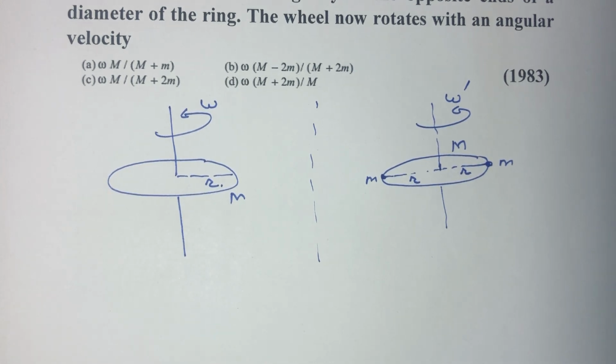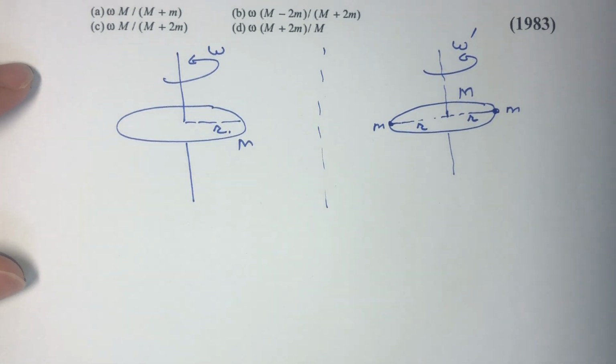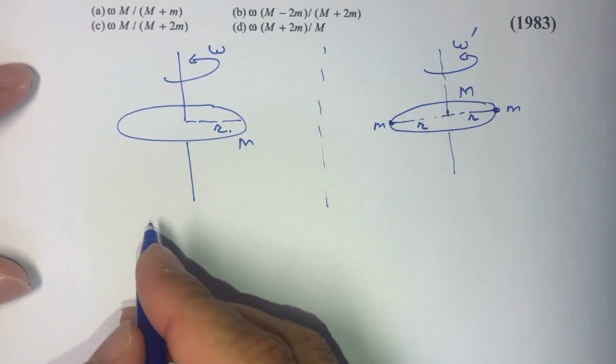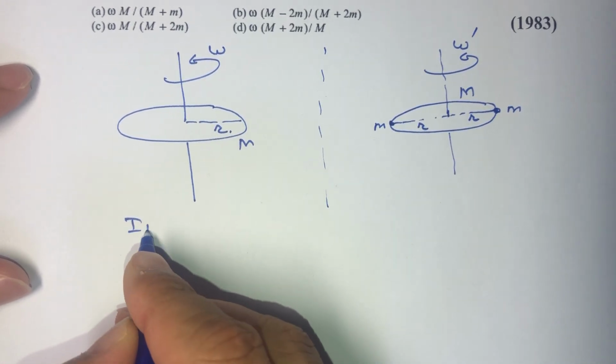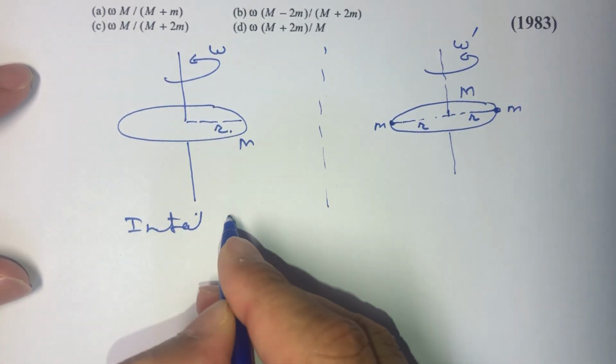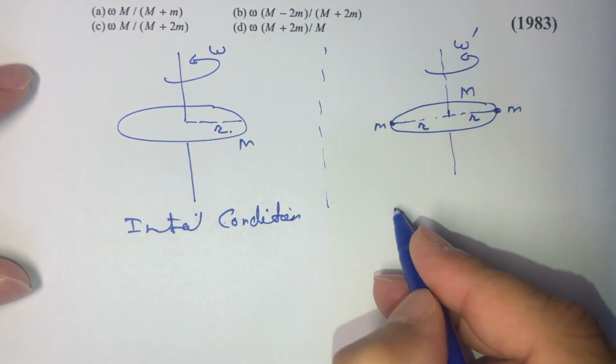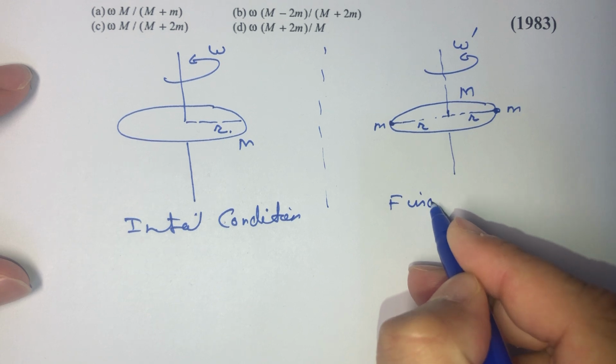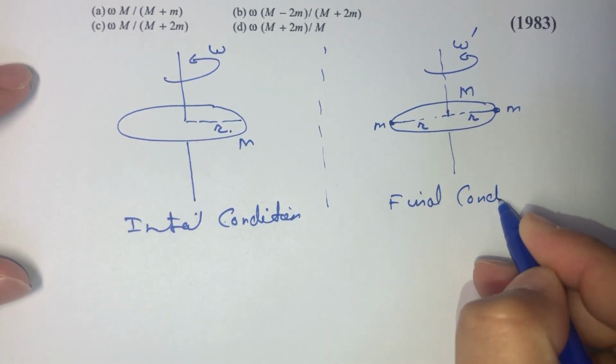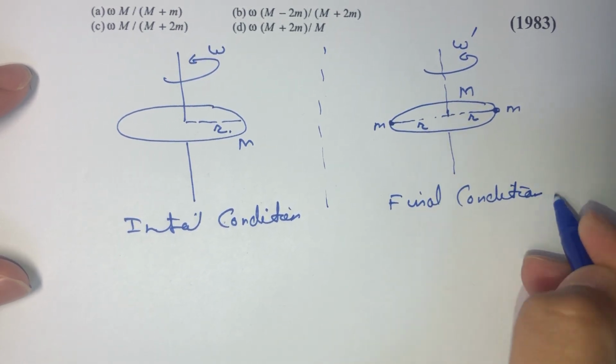So let us call this first one the initial condition, and this we call the final condition.